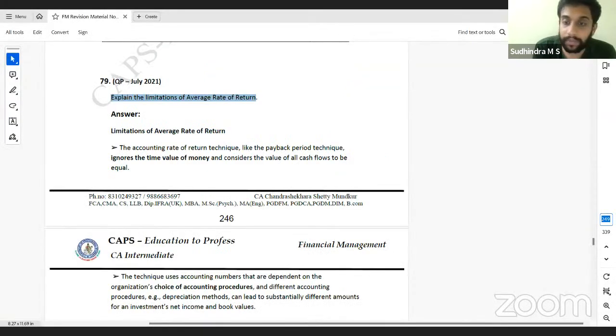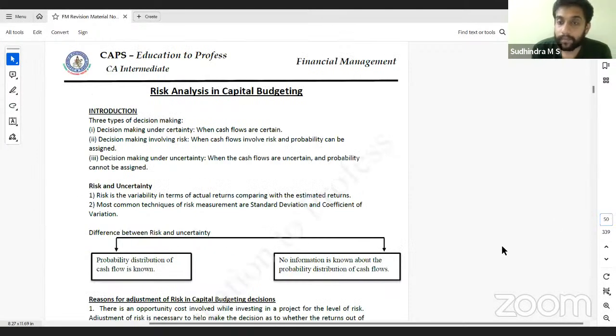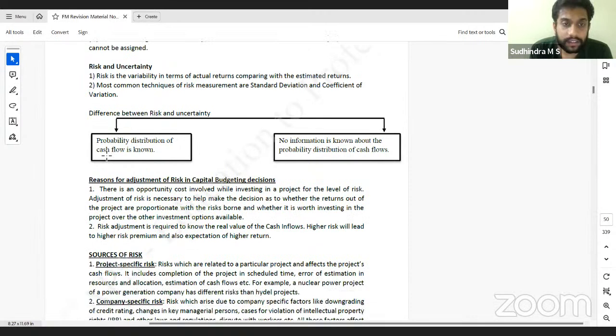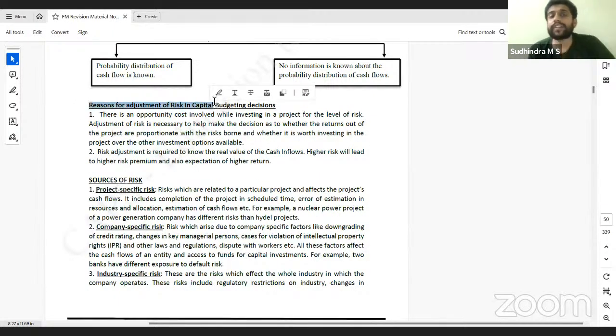Which is the best measure of risk? Standard deviation. Standard deviation is the best measure of risk. Why do we adjust for risk in capital budgeting decisions? Important, once asked in the exams.